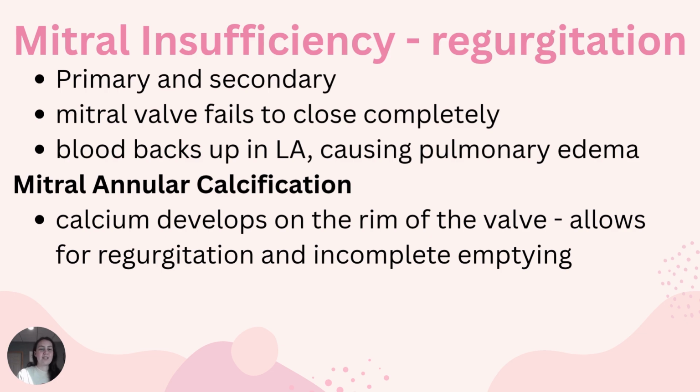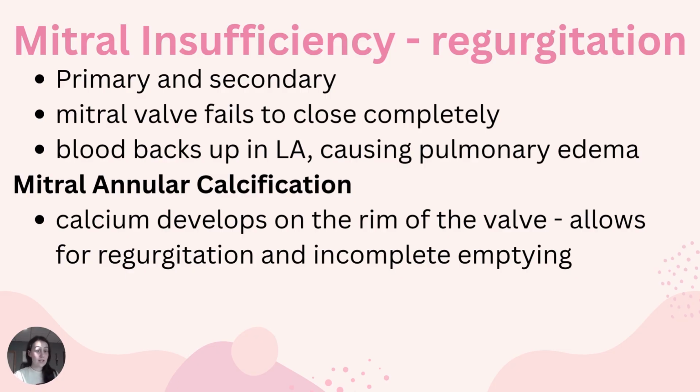Next is mitral insufficiency or regurgitation. There's two types, primary and secondary. Primary is an abnormality with your mitral valve, and secondary is due to ischemia, so muscle death, of your papillary muscles. They rupture, and they hold the chordae tendineae, which help stabilize that mitral valve. So if those rupture, obviously you're not going to do so well. Eventually, your mitral valve is going to fail to close completely. Blood is going to back up in your left atrium, again causing pulmonary edema. Anything left side is going to pretty much cause pulmonary edema.